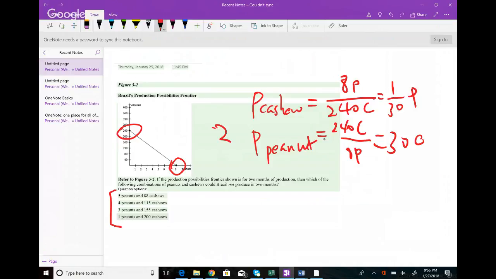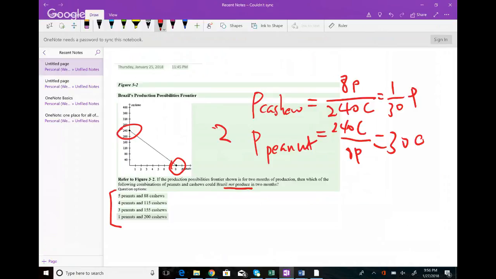For this one, we're looking for something that's not produced, so something impossible. If you try to find the points on the line, it's very hard because it's not very exact, so you've got to do the math over here. Okay, so let's do the math now. For the first combination, it's 5 peanuts and 88 cashews.